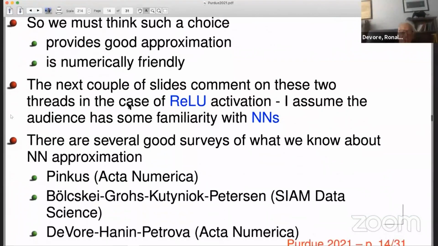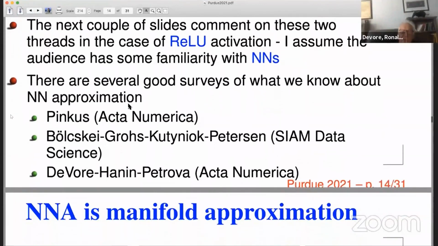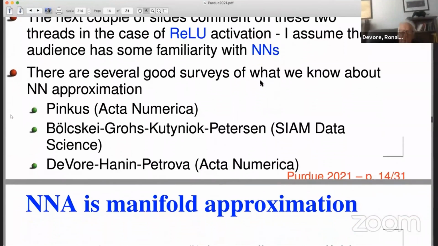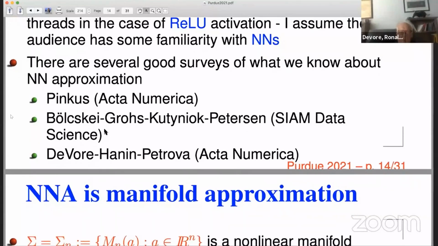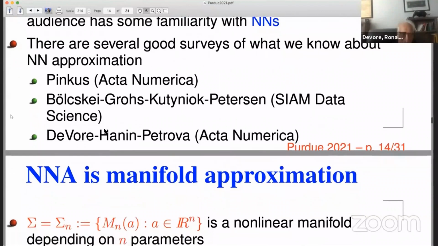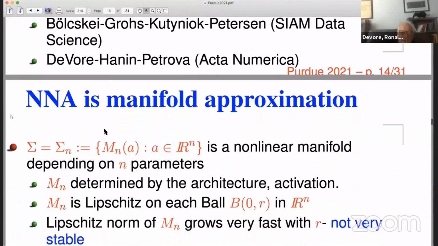There are several expositions on the approximation properties of neural nets. I mentioned Alan Pincus originally. This is getting now a bit old and doesn't concentrate on the deep neural nets. It's typically a single layer neural net that it analyzes, but these other articles go into deep neural nets more deeply.